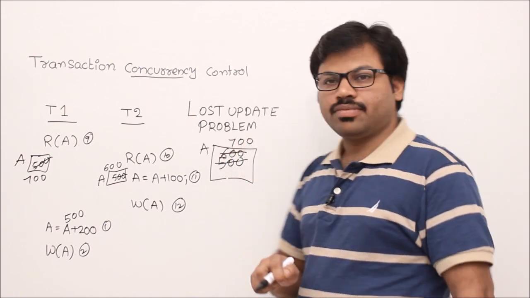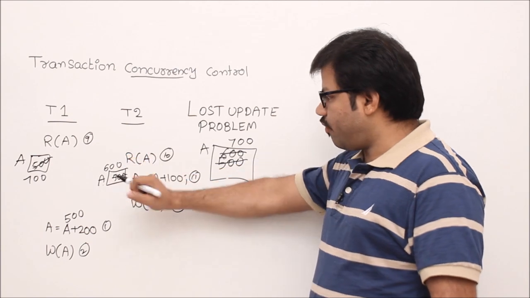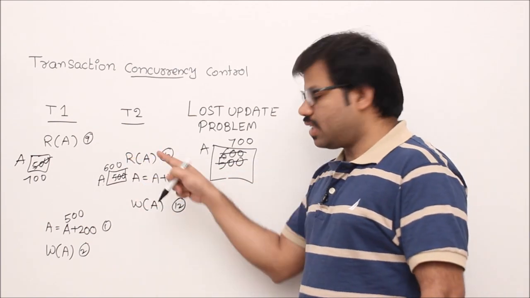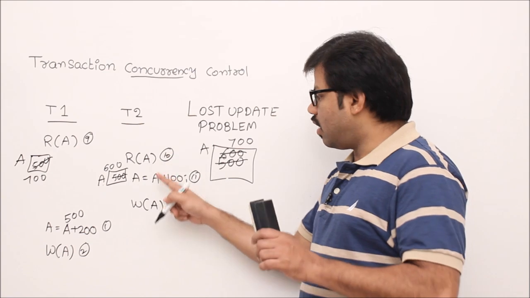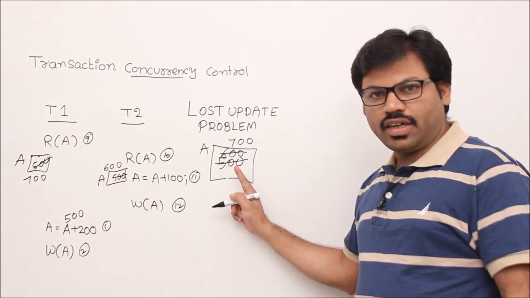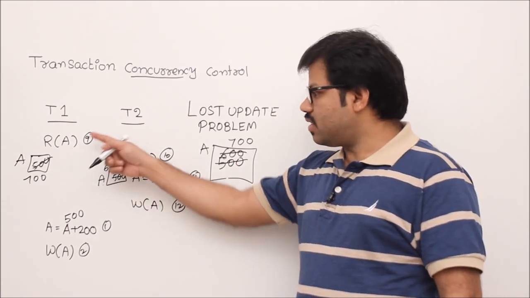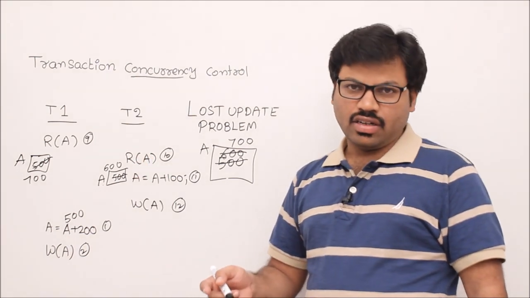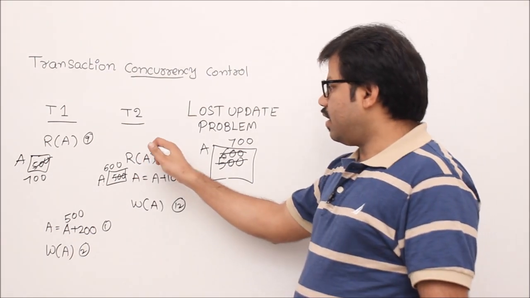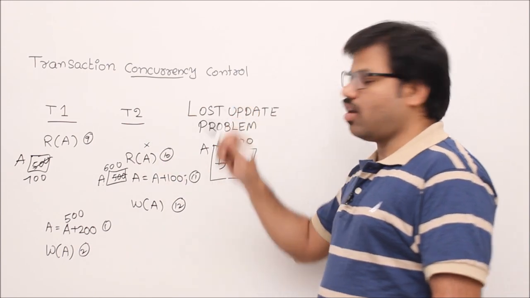What I want to say is, finally, this transaction's effect is nullified. Whatever this transaction has done, that is not at all reflected in the database, correct? No one has seen it. T1 has not seen it, correct? So that's why I can say that the update of T2 is finally lost.